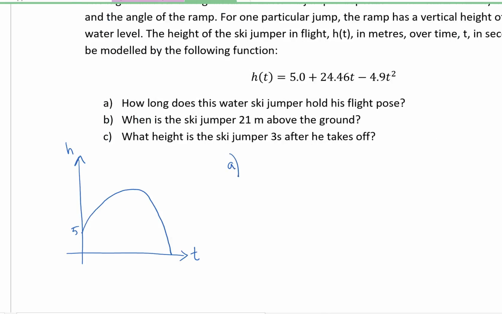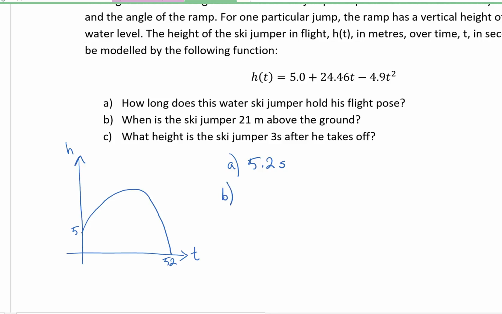So for A, we could put that on our graph here. For A, it says how long does this water ski jumper hold his flight pose? And that is 5.2 seconds. So when you're answering these questions, 5.2 isn't enough. You need to put those units in there.